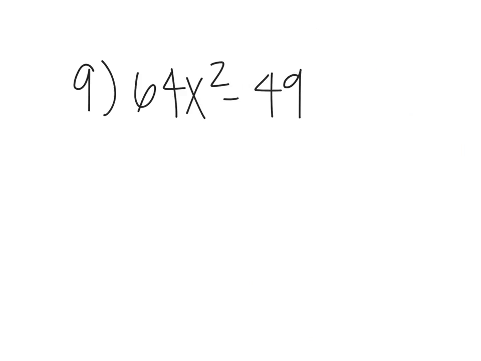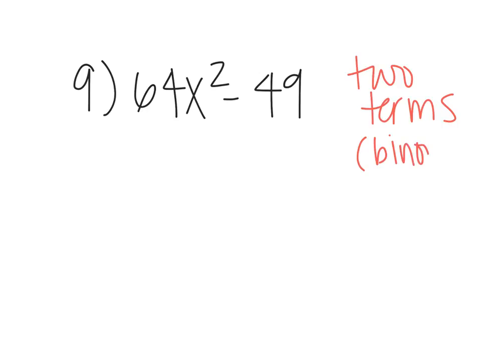Okay, one last problem for you. We have 64x squared minus 49. So notice this problem is different. The reason this problem is different is because there's only 2 terms. And remember, that makes it a binomial.